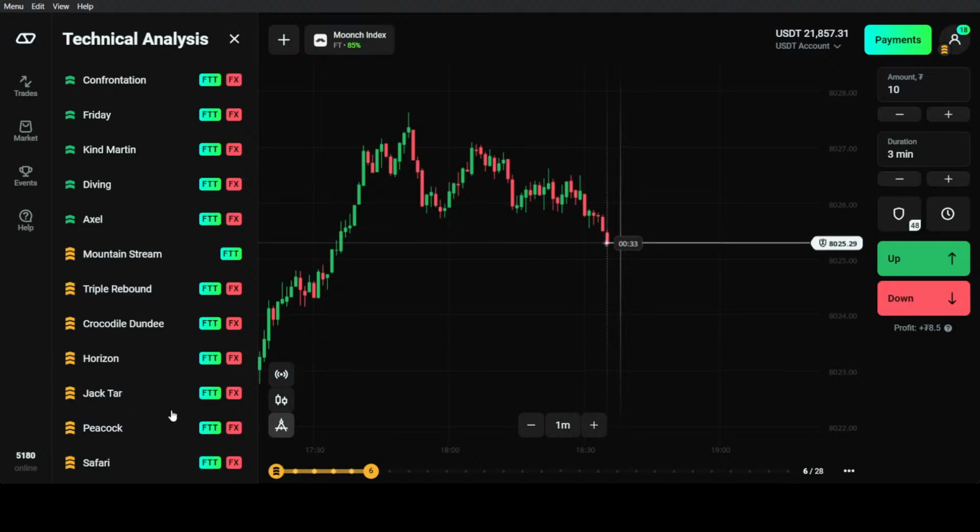Now, what is a Jack-Tar strategy? How do we use it? How do we learn it? We will go to that. In the meantime, let me just quickly check if there are some comments.